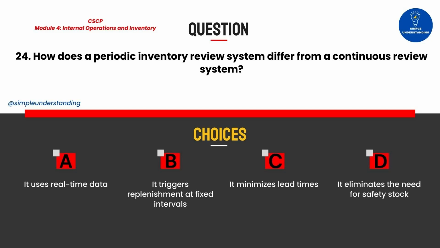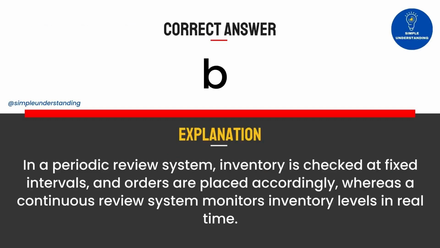24. How does a periodic inventory review system differ from a continuous review system? A. It uses real-time data. B. It triggers replenishment at fixed intervals. C. It minimizes lead times. D. It eliminates the need for safety stock. Correct answer: B. Explanation: in a periodic review system, inventory is checked at fixed intervals and orders are placed accordingly, whereas a continuous review system monitors inventory levels in real time.